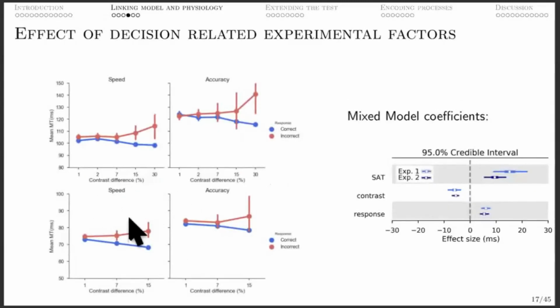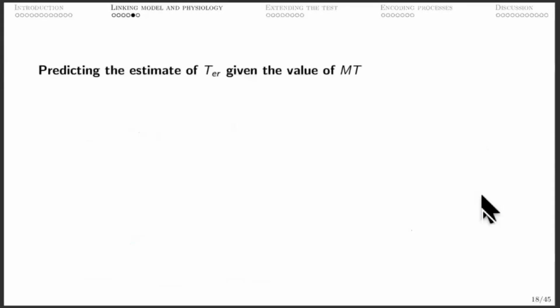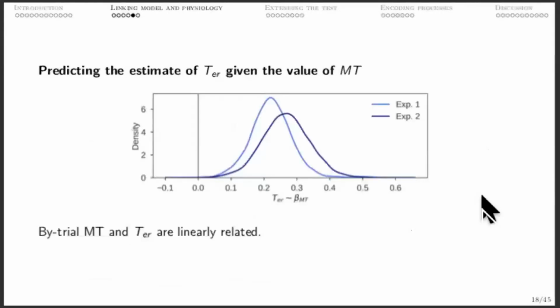This is nicely replicated in the second experiment, where we have the same pattern of data and coefficients that are closely aligned to each other. So now what about the modeling, the use of the behavioral model? Well, we try to predict the estimation the model makes about non-decision processes given the value of the motor times. And what we observe in both experiments is the following. We have a linear link between motor time measured using EMG and non-decision time estimated by the model, again on behavior alone. What we see is that on average, when we increase the motor time by 1 unit, we increase the non-decision time estimated by approximately 0.2 or 0.3 units. So this shows that the by-trial motor time and non-decision time are linearly related.